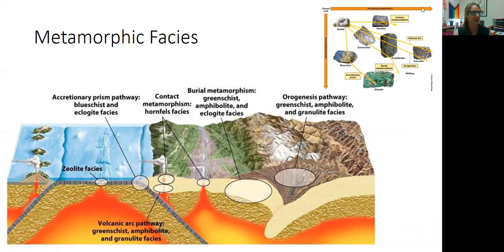All right, that's all for now. Next up, we're looking at sedimentary rocks.